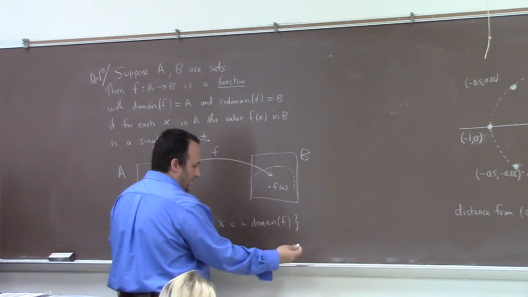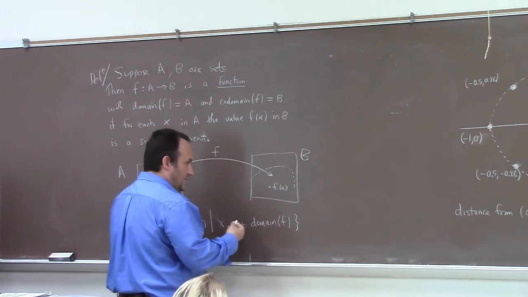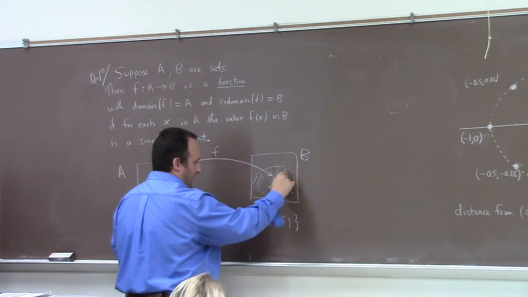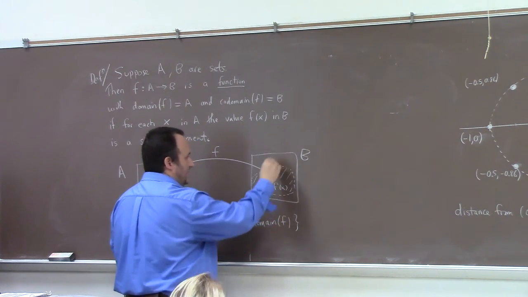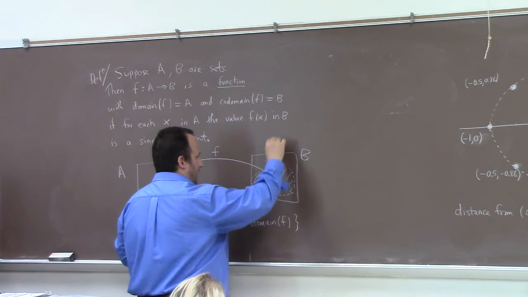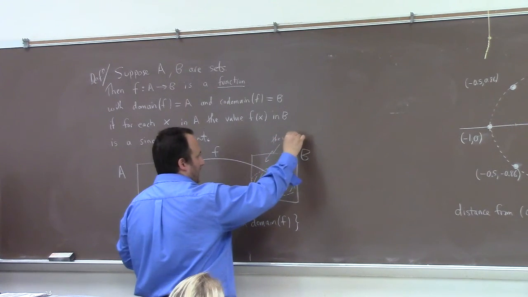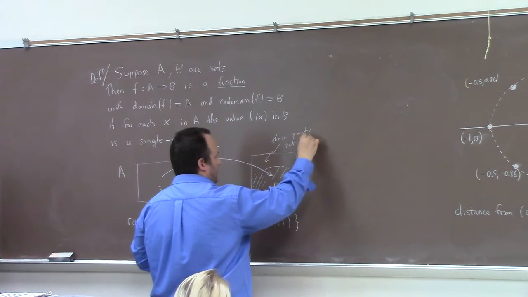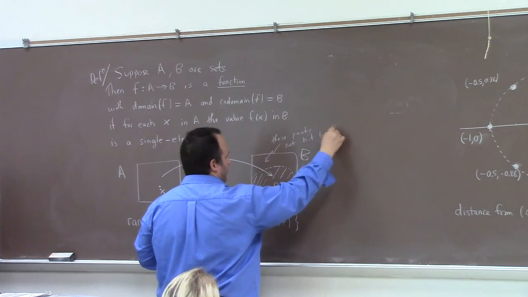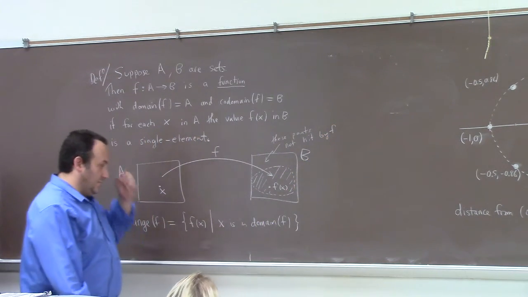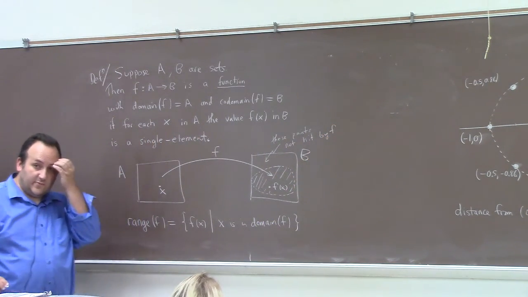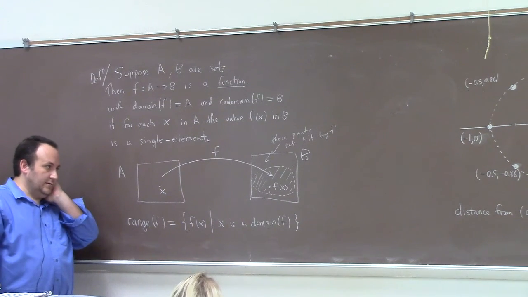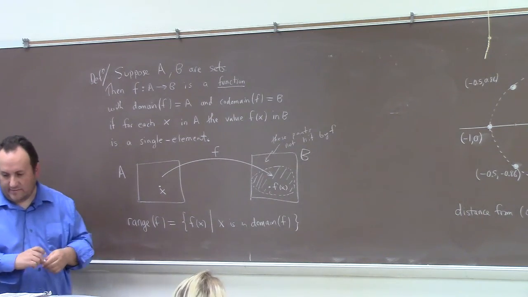So maybe the range is just this piece right here, right? So like these points are not hit by f, right? Outside the range, the points are not mapped to. Let's look at a specific and very silly example.